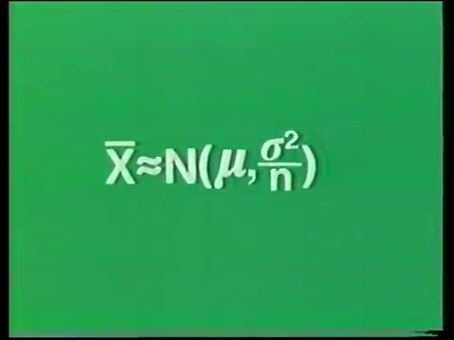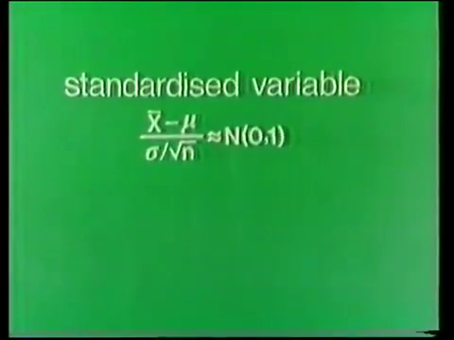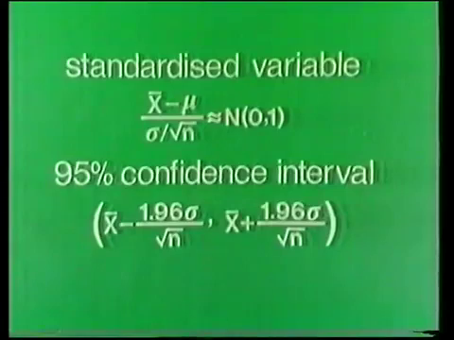Now, x bar is approximately normally distributed. In this case, we don't know sigma squared, the population variance. But let's see what we'd do if we did. This is the method you've met in Unit 11. We take the formula for the standardized variable, and we use that to calculate the 95% confidence interval. The interval is from x bar minus 1.96 sigma over root n to x bar plus 1.96 sigma over root n.